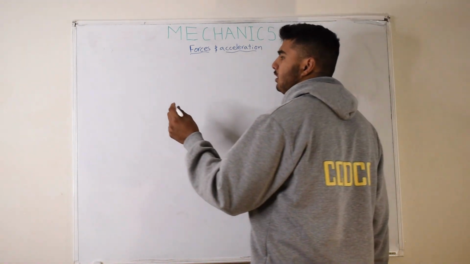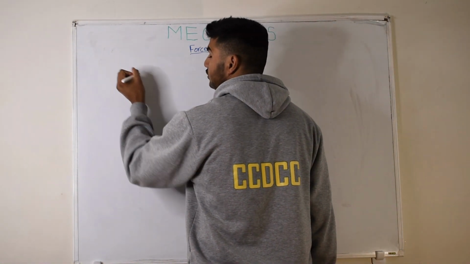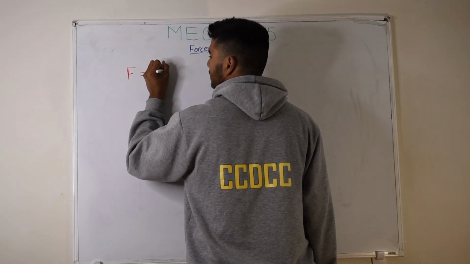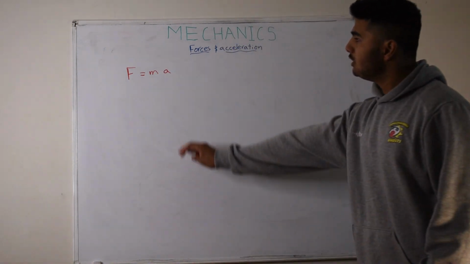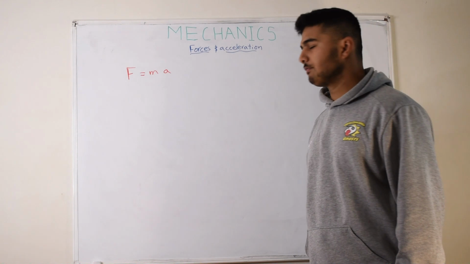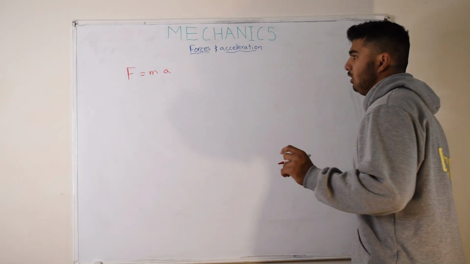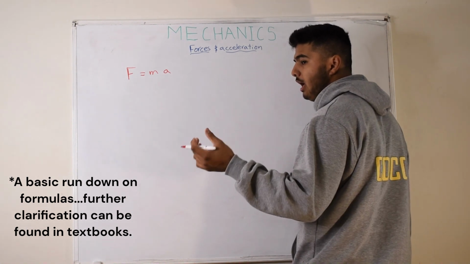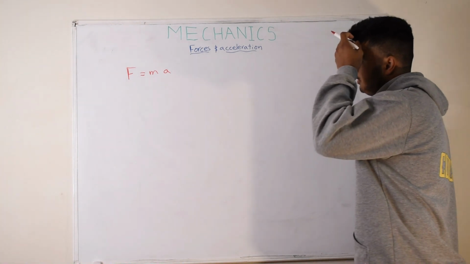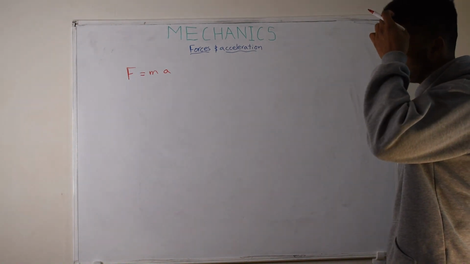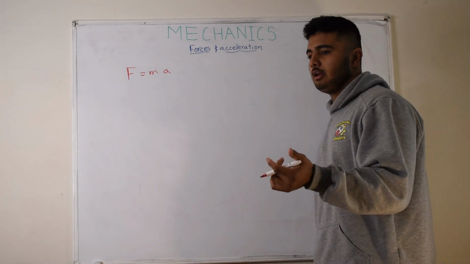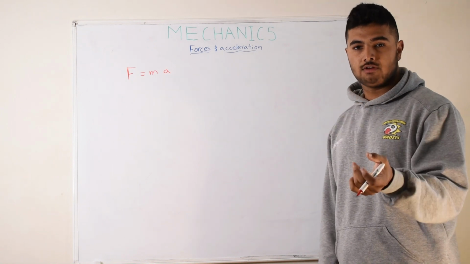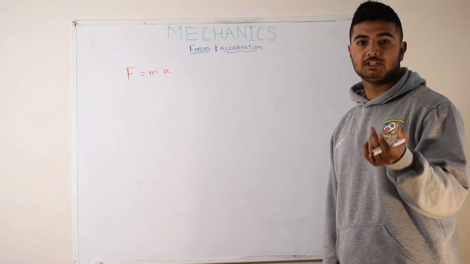The first one I'd like to introduce is Newton's second law of motion, which is F equals to mass multiplied by acceleration. In order to calculate force, F equals ma. Another one is acceleration and other forms of acceleration. So a lot of the times we know what acceleration is. It's the first derivative of velocity, and velocity is the first derivative of displacement.